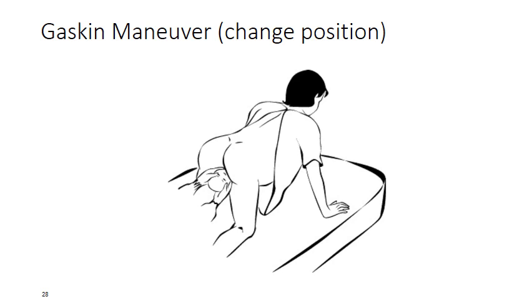There's also something called a Gaskin maneuver. This is that change in position we were talking about. You use gravity to help you. So basically, you turn mom over, the shoulder will drop just enough for the doctor to be able to deliver the posterior shoulder, and then there'll be more room for the anterior shoulder to fit through the birth canal.